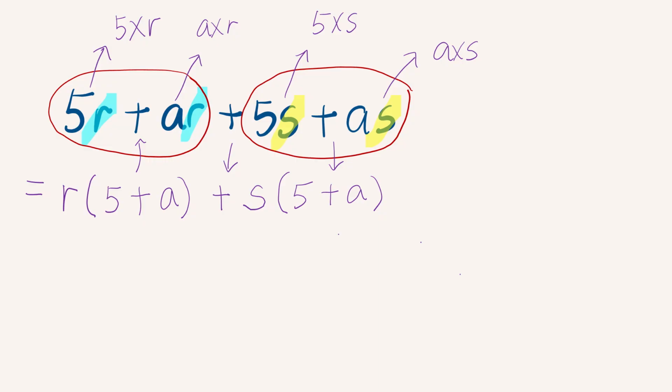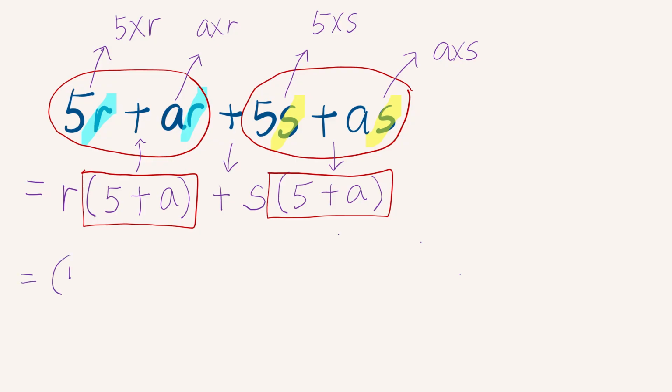Now the next thing you can observe is we have another common factor here, 5 plus a. With this common factor, we can factorize it. So when we factorize it, we introduce a bracket. So for the first group, I'm left with r, continue with the operation plus here, and then I'm left with s.